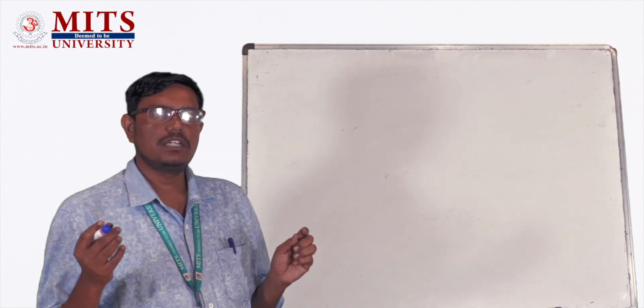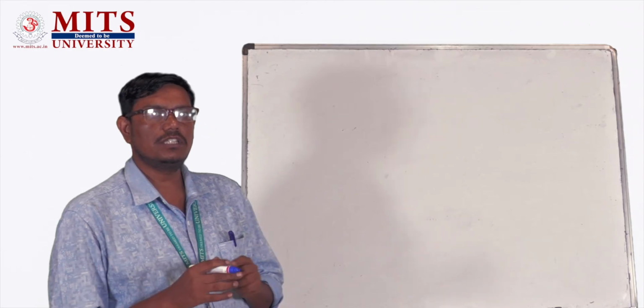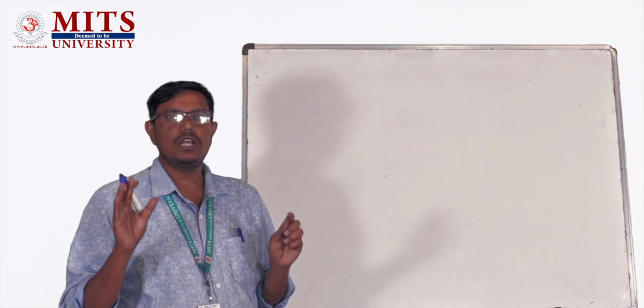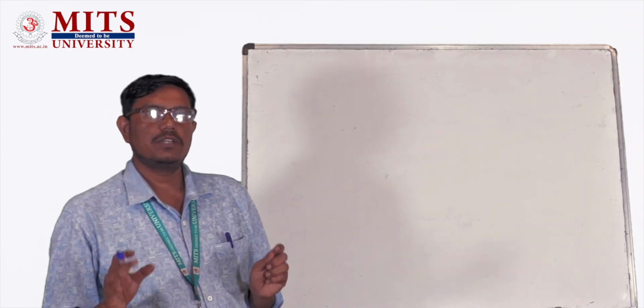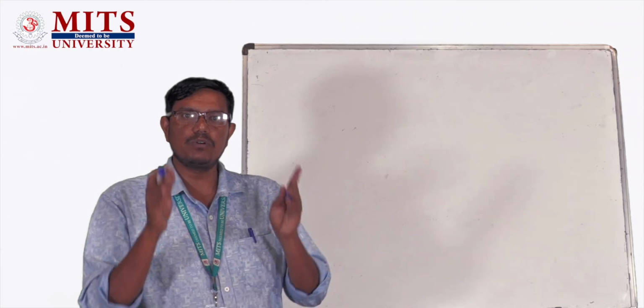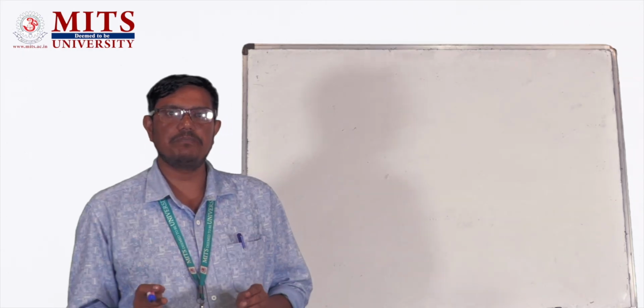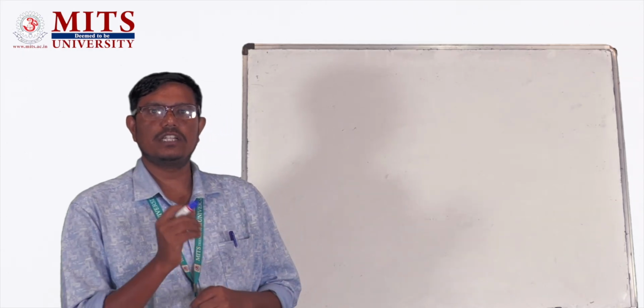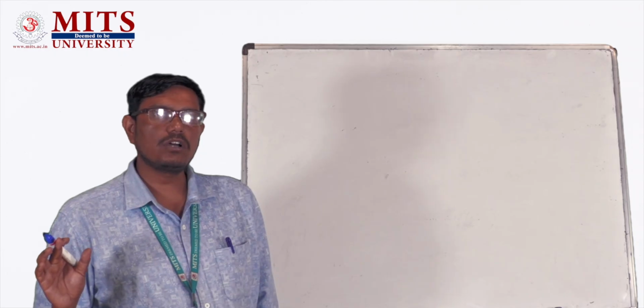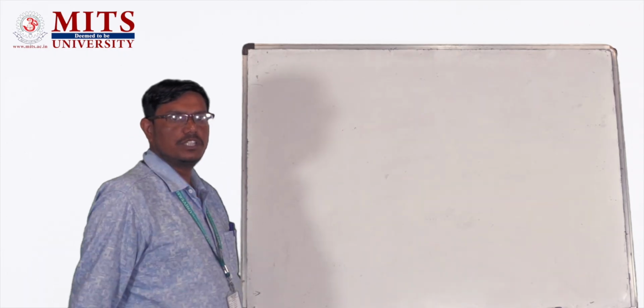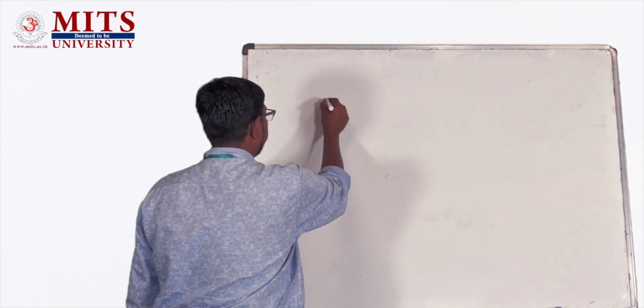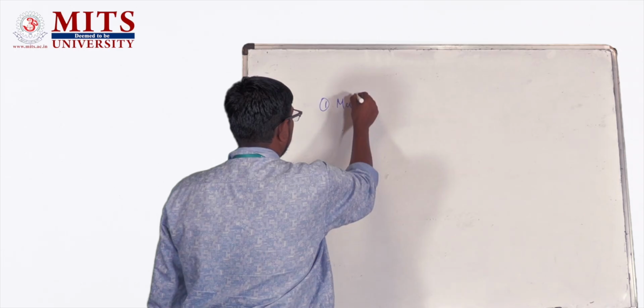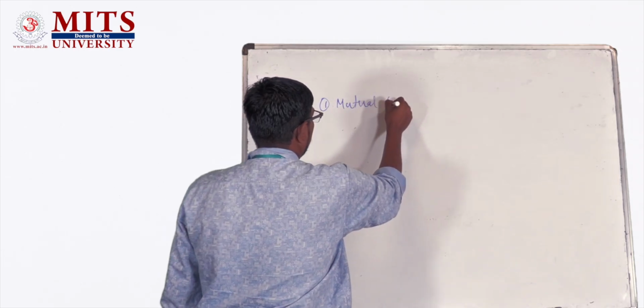Actually, why does a deadlock condition happen? There are four necessary conditions for deadlocks. If these four conditions happen simultaneously, then we say the system is in a deadlock condition. What are the four necessary conditions? First, mutual exclusion.